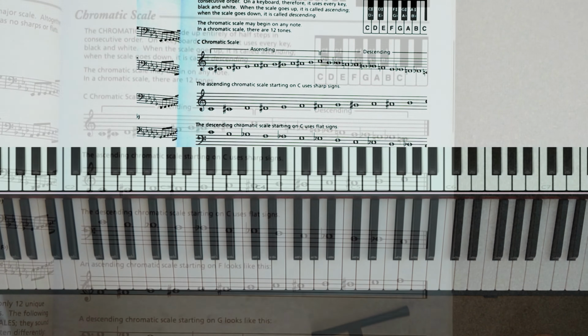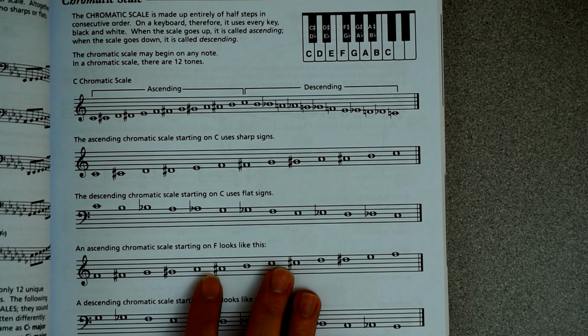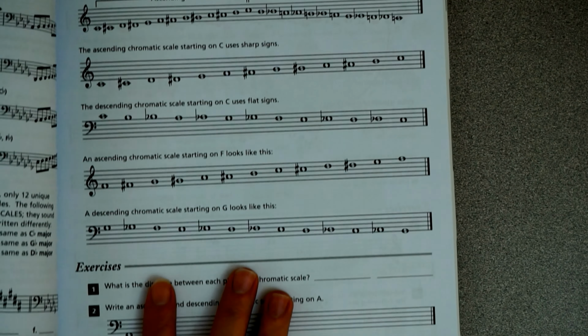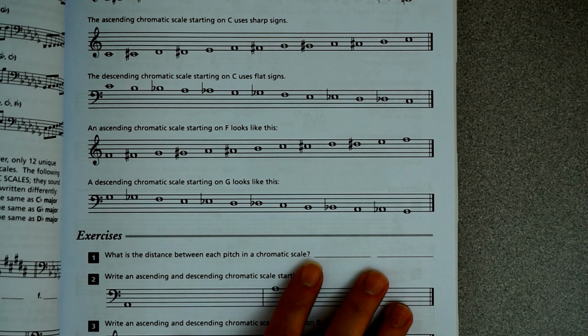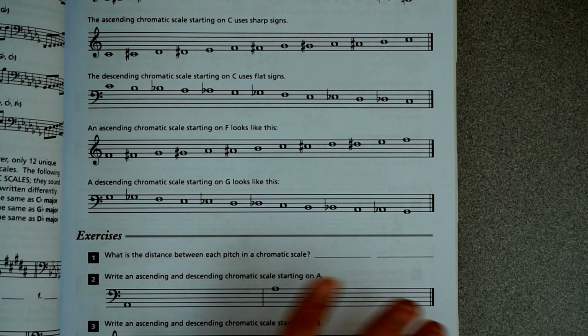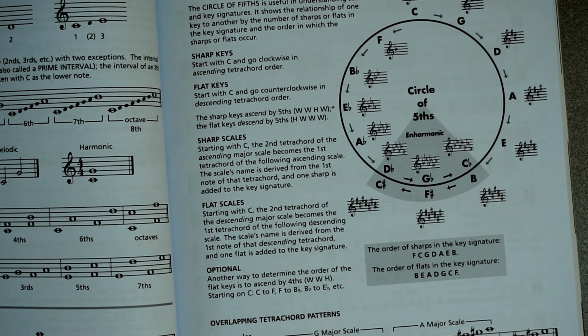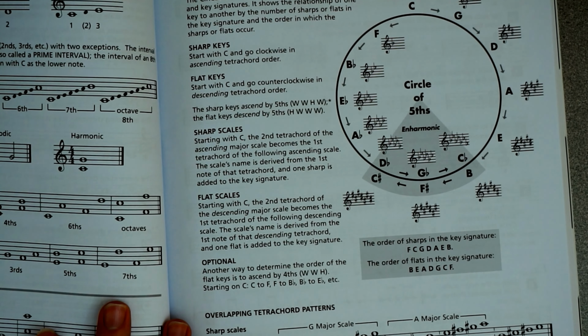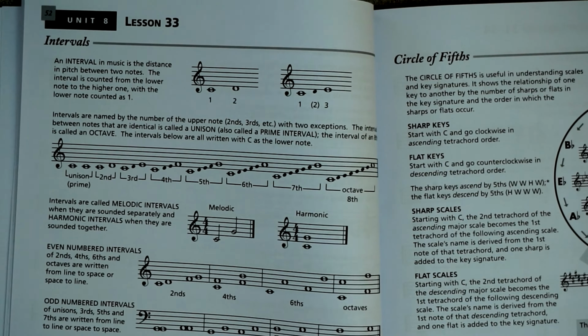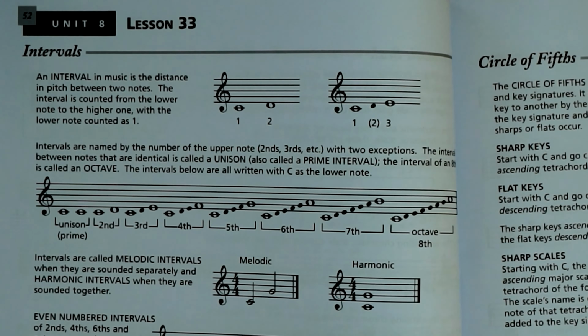So that's really all you got to know about the chromatic scale. It's super easy. They're just starting it on different notes. They're showing you different stuff. What's the distance between each pitch in a chromatic scale? It's a half step. Anyway, I didn't say that. You're going to have to figure that out on your own. Feeling really silly today, as you can tell. All right, let's take a look. Might as well have fun with it, right?